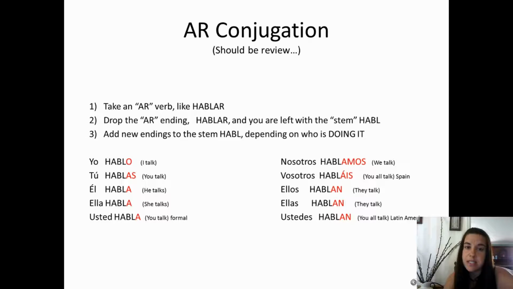So what you've noticed, and I think we pointed out in the other video, was that the él, ella, and usted form of the verb are always the same. The same thing happens on the other side. Ellos, ellas, and ustedes form of the verb is always the same, because those endings are the same. So now let's move on to learn how to conjugate ER verbs.